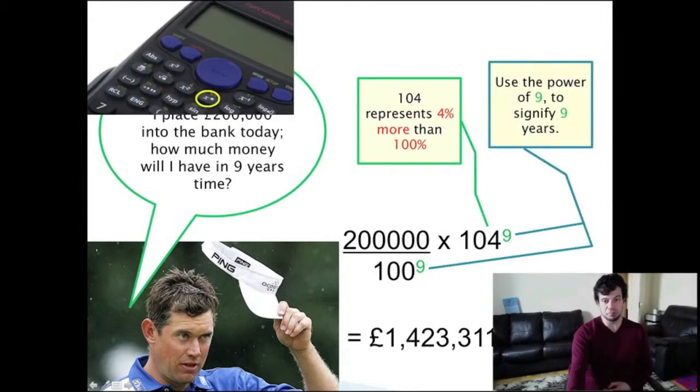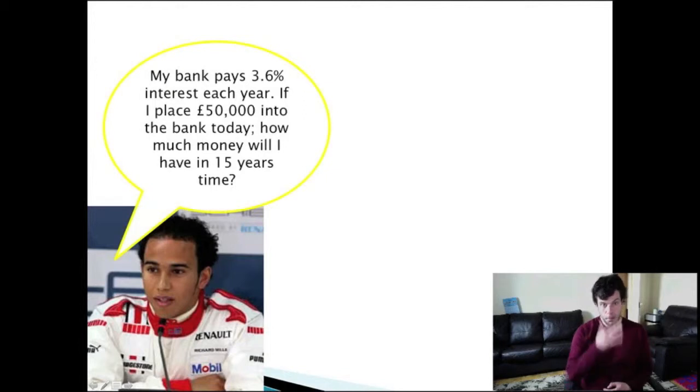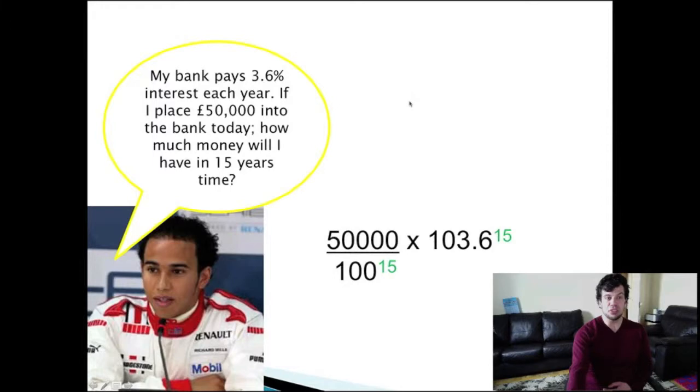My bank pays 3.6% interest each year. If I place £50,000 into the bank today, how much money will I have in 15 years' time? Okay, so the original amount of money is 50,000. We're going to divide by 100% to a certain power, and multiply by a percentage to a certain power. What is 3.6 more than 100? You should agree it's 103.6.